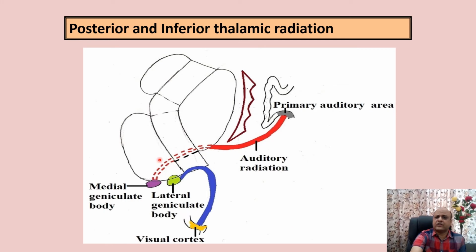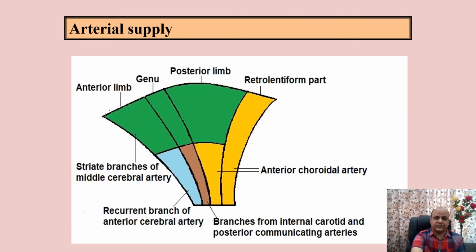This is the horizontal section of the brain, anterior limb, genu, posterior limb of internal capsule. Now this dotted portion is showing you the sublentiform part, yes, sublentiform fibers, and this blue portion is showing you the retrolentiform part, the visual radiation, how it is emerging from the lateral geniculate body and ultimately going to the visual cortex. So formation of concept is very important when we are talking about the auditory and the visual radiations.